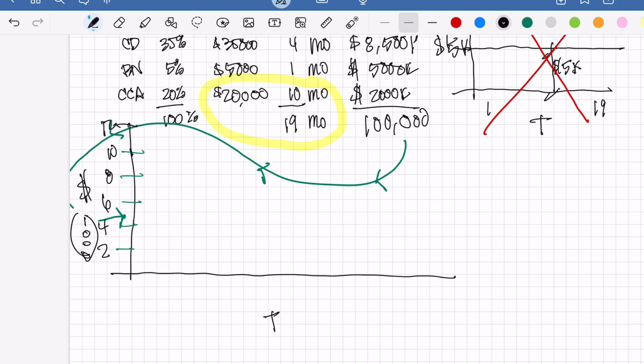This is time. Time is a little bit more difficult to do by hand, but let's just say it's 1, 2, 3, 4, 5, 6, 7, 8, 9, 10, 11, 12, 13, 14, 15, 16, 17, 18, 19, 20, 21, 22, 23. I think it's right here. So time, I'll say it's in months.